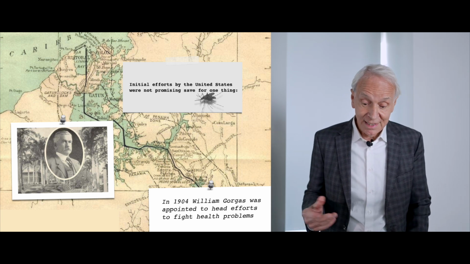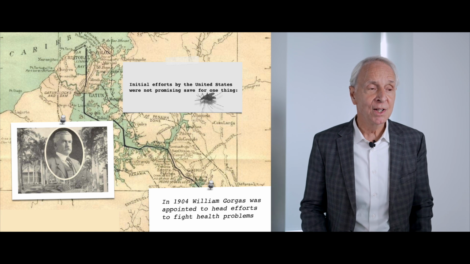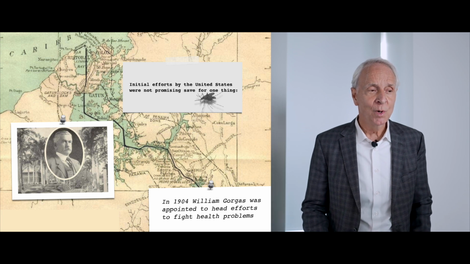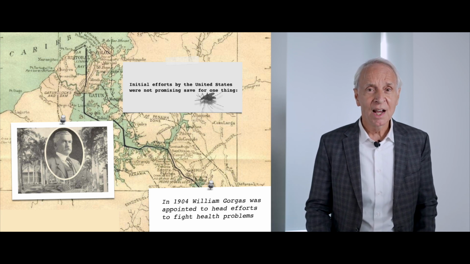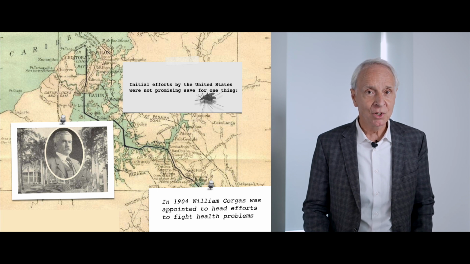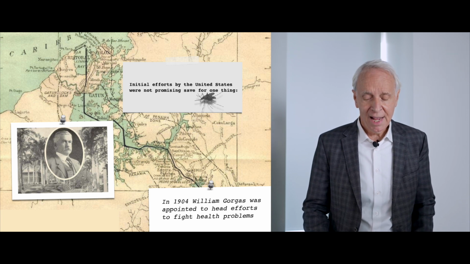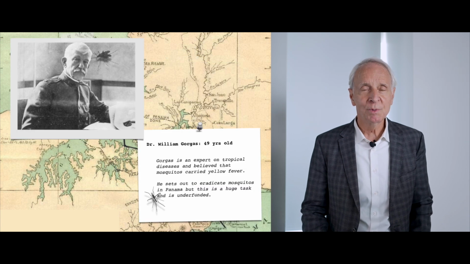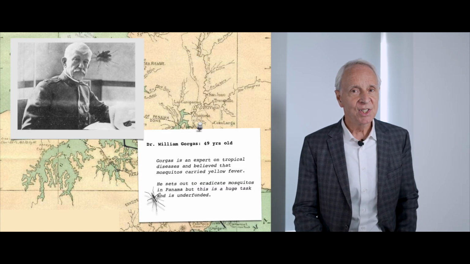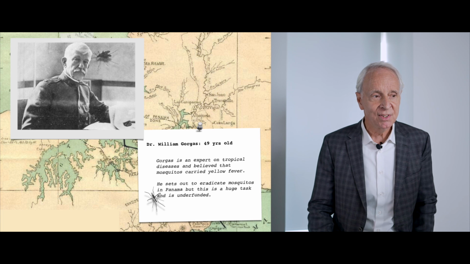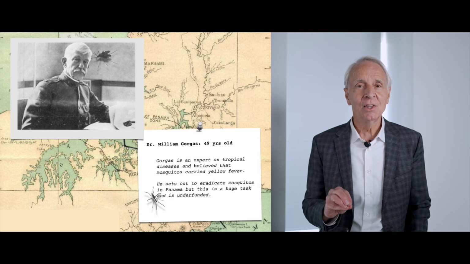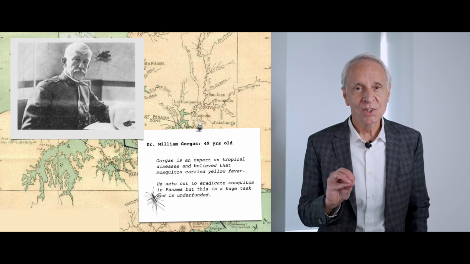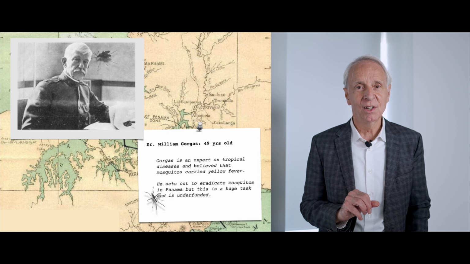The one thing that did happen in that early period was they identified this guy, William Gorgas, to help fight the health problems, the medical problems down there. He went down there and began to really have some success. He was 49 years old. He was an expert on tropical diseases. He thought the mosquito was the real villain here.